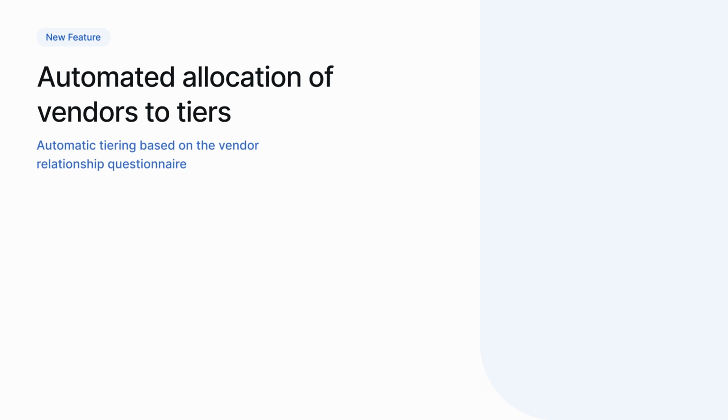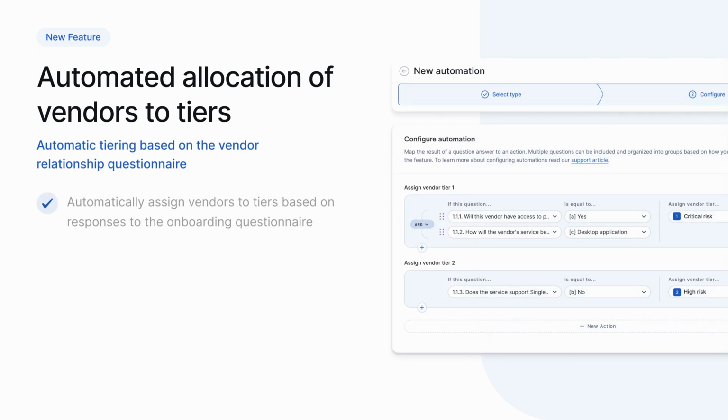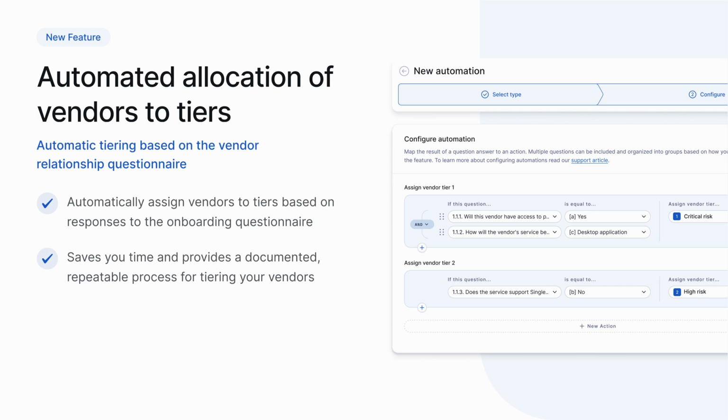The answers to these questions often determine the tier you apply to the vendor, which in turn drives the level of assessment you conduct. For instance, if a vendor processes customer data, you might classify them as Tier 1 and therefore conduct a comprehensive assessment. This quarter, we've added the ability to automatically assign vendors to tiers based on answers to this onboarding questionnaire. You can configure the rules that drive this, and once it's set up, it not only saves time, but it provides a documented, repeatable process for tiering your vendors.